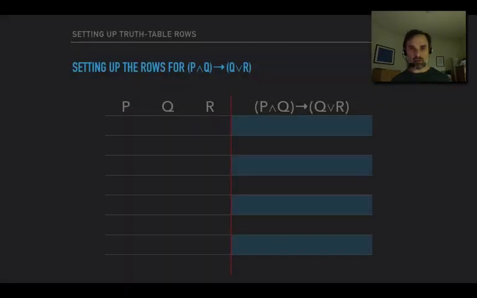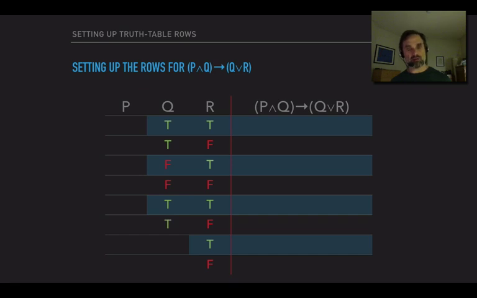Well, this is what it would look like. We'd start in this column, and then we'd write a T, and then an F, a T, and an F, a T, and an F, a T, and an F. Now what about the next column? Well, we'd start by writing 2 T's, and then we write 2 F's, and then we write 2 T's, and then we write 2 F's. And what about the next column? Well, here we write 4 T's, and then we would write 4 F's.